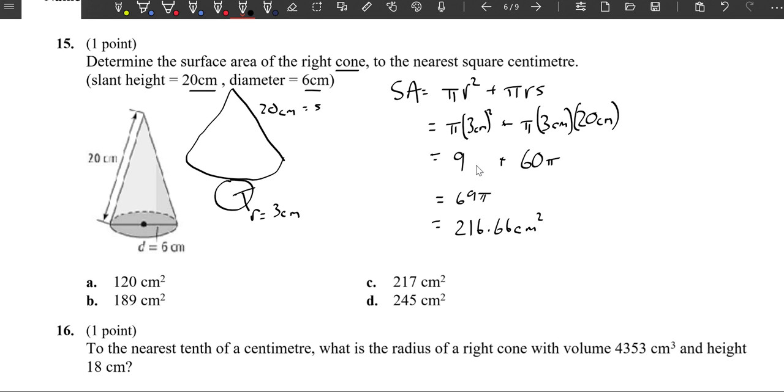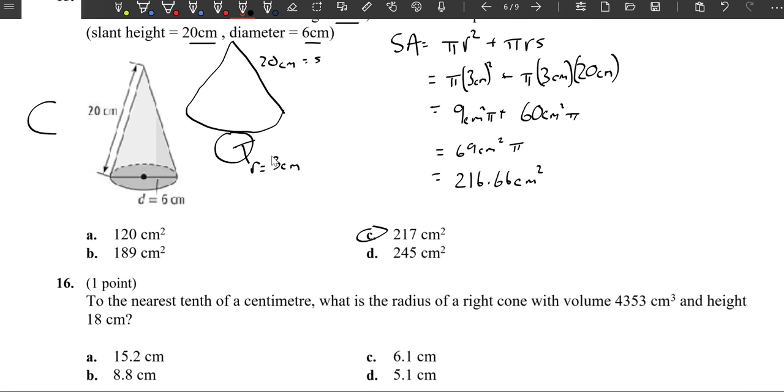So this is, just to be very clear, 9 centimeters squared times pi, and this is 60 centimeters squared times pi, and this is 69 centimeters squared times pi. We get 216.66 centimeters squared, which is closest to C, 217.